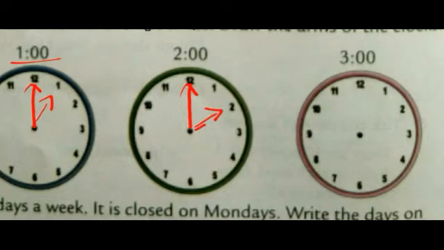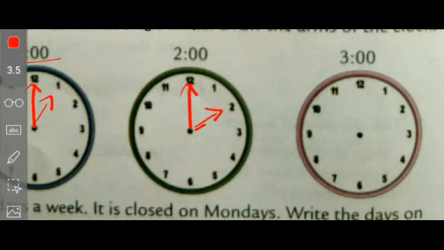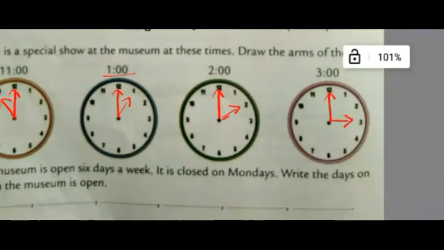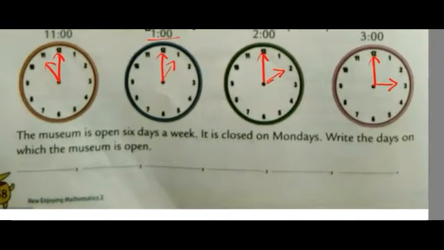Okay, now see the next clock. It is 3. Again the minute hand will be at 12 and small hand will be at 3, like this. Okay, scholars, now let's see what is given next.